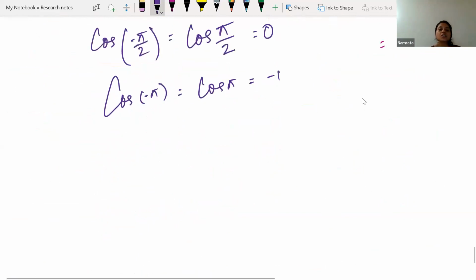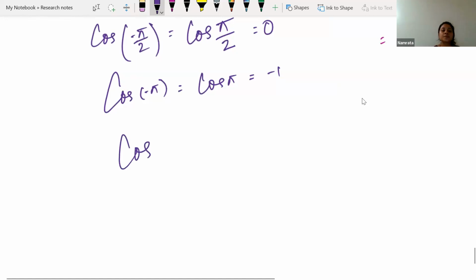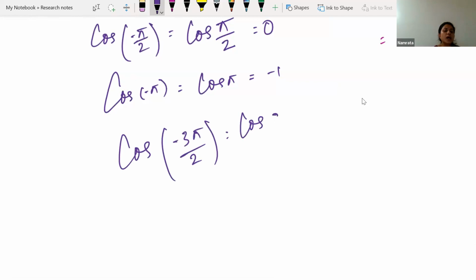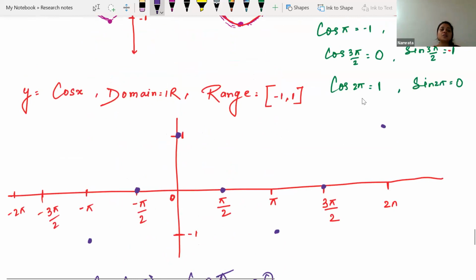Similarly, cos minus 3 pi by 2 is just the same as cos 3 pi by 2. And what is the value of cos 3 pi by 2? From the unit circle, it's 0. And what's the value of cos 2 pi from the unit circle? Rather than minus 2 pi, I'm taking 2 pi, because minus 2 pi will be the same for cosine. So it's +1. Let's join all the points. Okay, let me join.